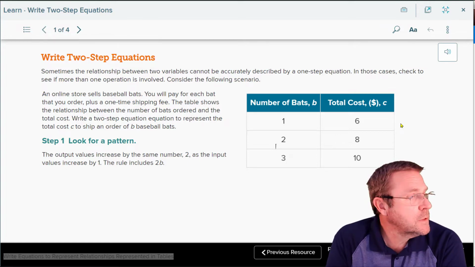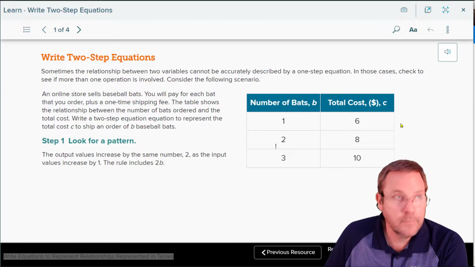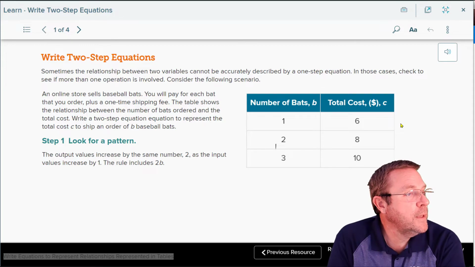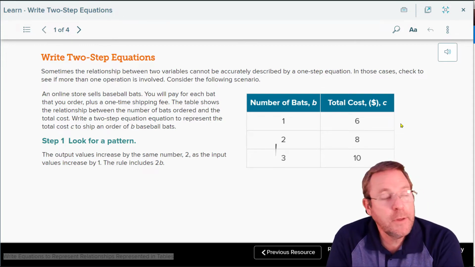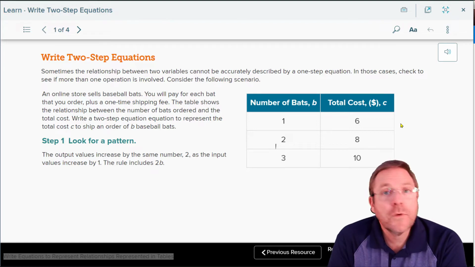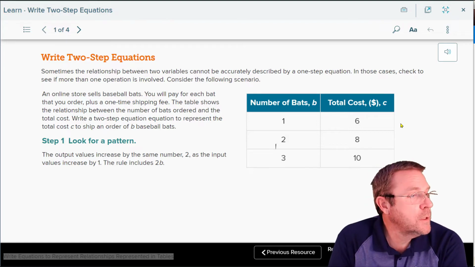Consider the following scenario. An online store sells baseball bats. You will pay for each bat that you order plus a one-time shipping fee. The table shows the relationship between the number of bats ordered and the total cost. Write a two-step equation to represent the total cost C to ship an order of B baseball bats.